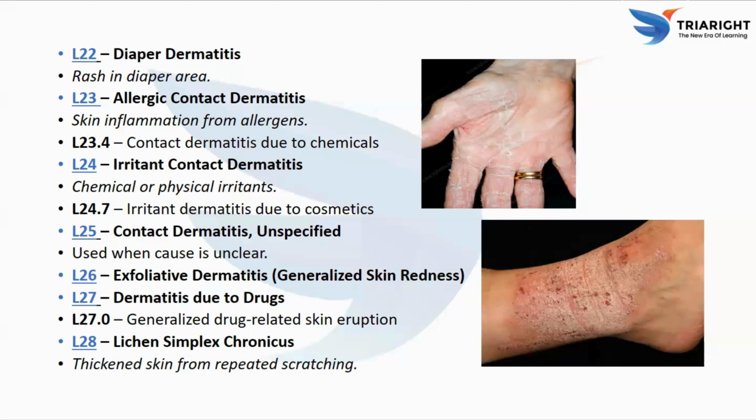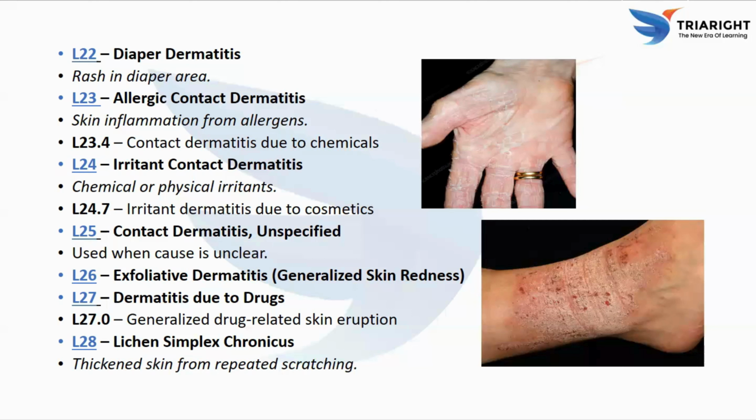So this is about the L27 code. What do you mean by L27 code? It is assigned for dermatitis due to drugs. So what is the cause? Adverse reaction to medication, like oral, injectable, topical, etc. So this presents as rash, blistering, peeling, itching.